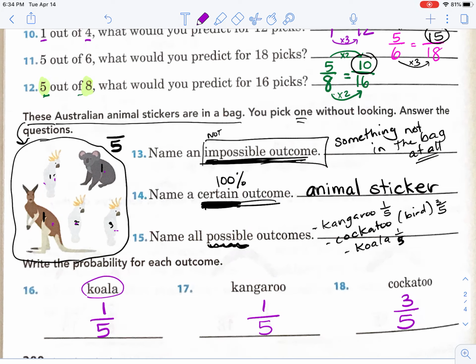What are all the possible outcomes? Okay. Possible outcome is I could tag a 3rd grade boy. Possible outcome is I could tag a 3rd grade girl. Okay. So possible means it can happen. Certain means for sure it's going to happen. And impossible means there's no way it could happen.